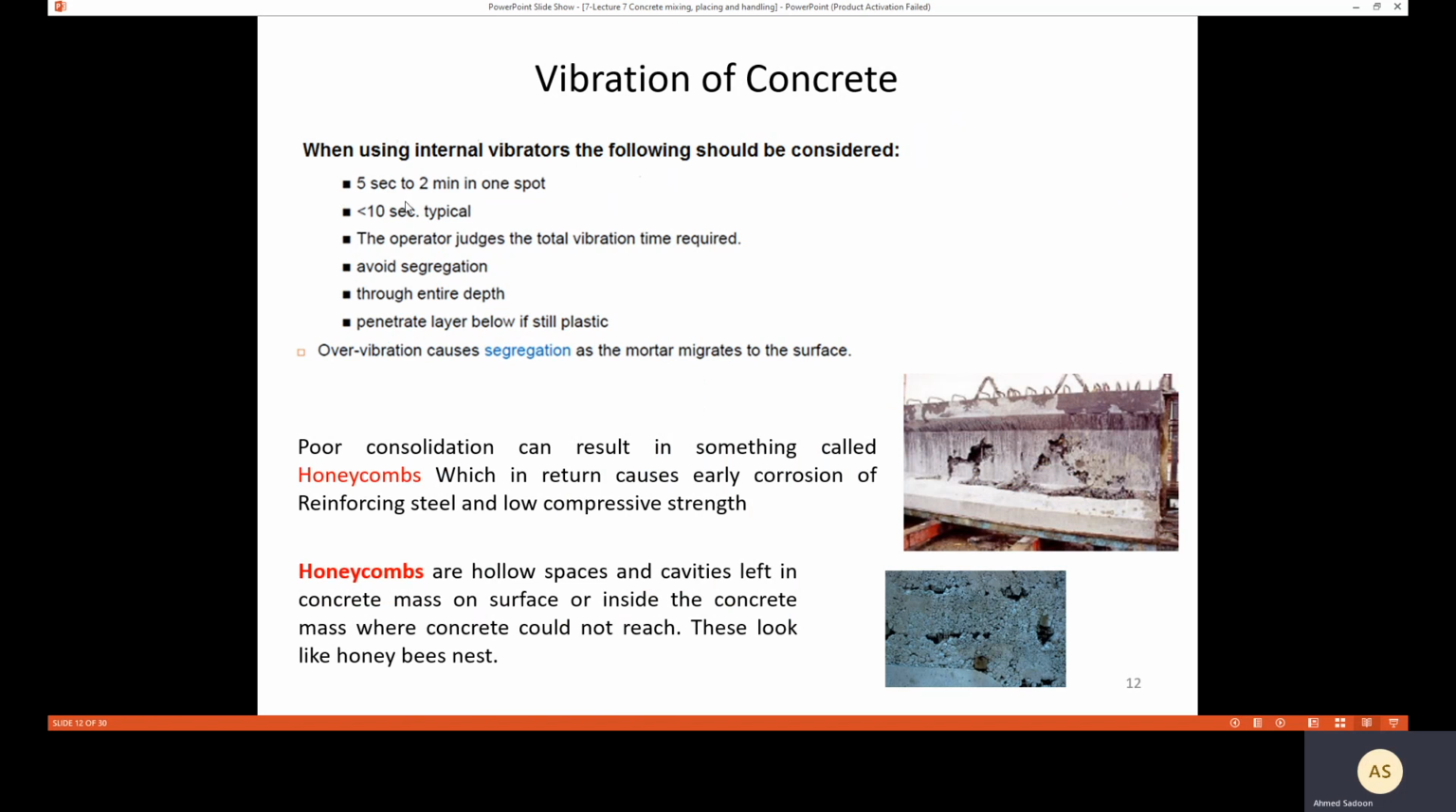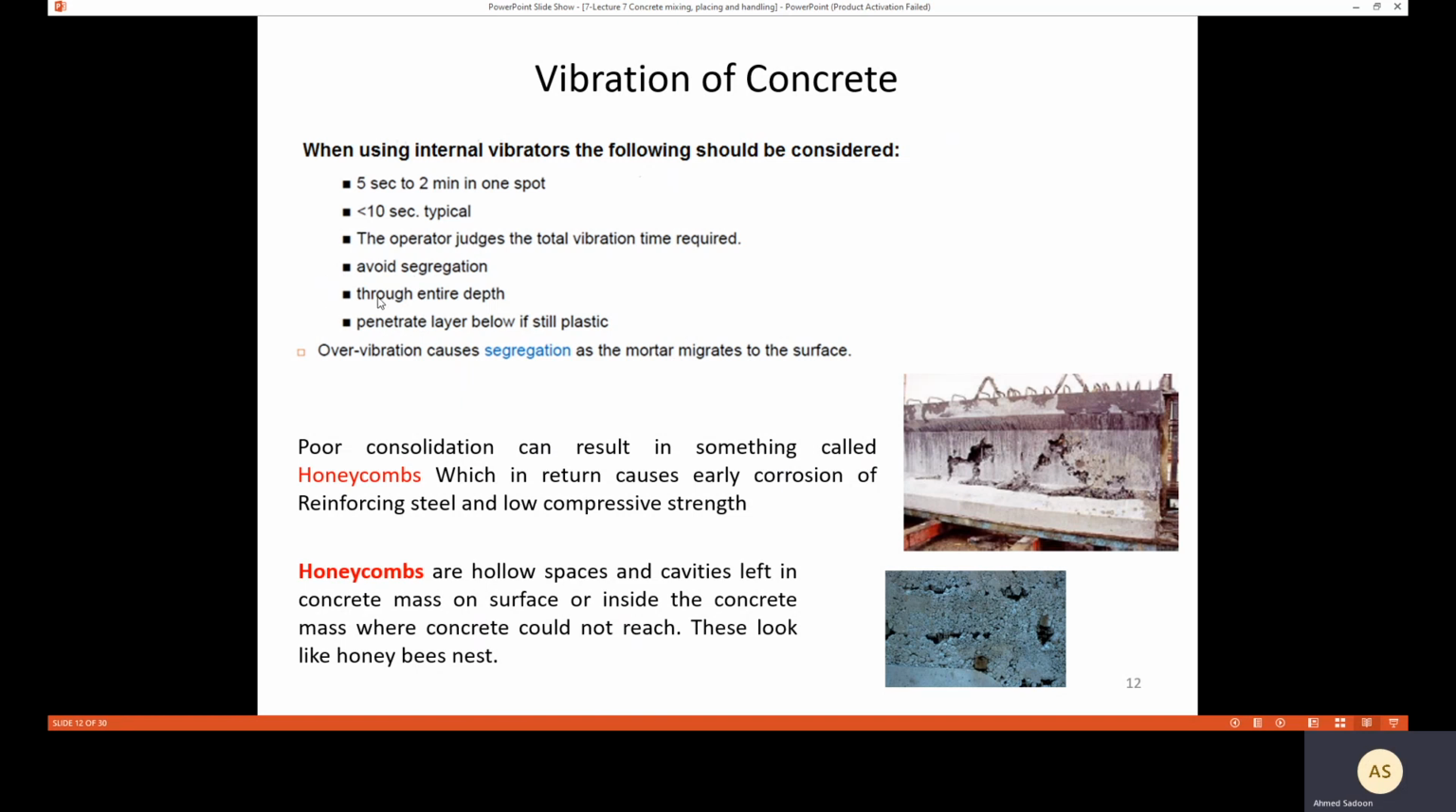The vibration should be between 5 seconds to 2 minutes on one spot, on one area. Typically, the vibration time should be less than 10 seconds. The operator judges the total vibration time required, and we should avoid segregation. In the case of segregation, the mortar migrates to the surface and the solids settle down. That we call segregation. So we should avoid segregation.